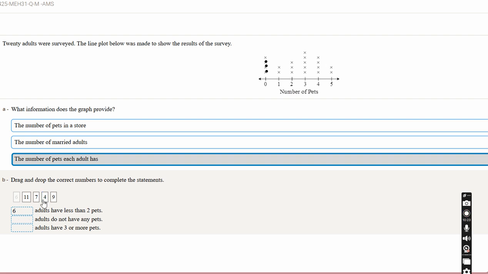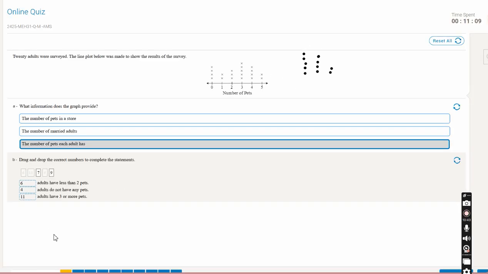Then we will count the next one, sorry. 4 for this one. Then adults that have 3 or more. So here we include 3 as well. The adults who have 3 or more. So all of this. 1, 2, 3, 4, 5, 6, 7, 8, 9, 10, 11. So 11. Let's go to the next one.